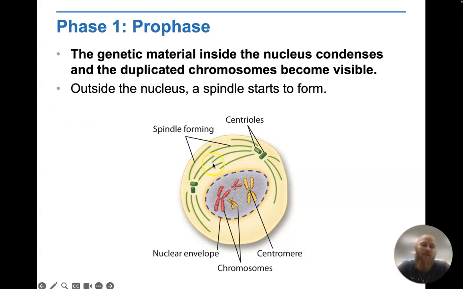Outside the nucleus, something else that's very important is happening, where what's called a spindle, or spindle fibers, start to form. We have these centrioles, which are very, very important for cell division. They're going to make their way to 2 separate sides, or poles, of the cell itself. And ultimately, this is going to be the direction in which these chromosomes are pulled into 2 new cells.